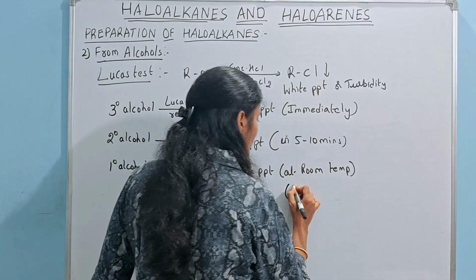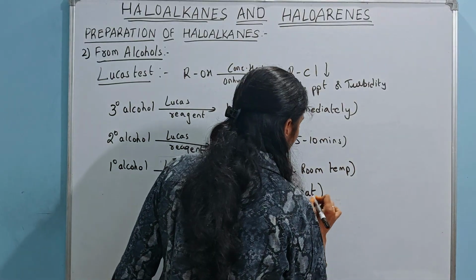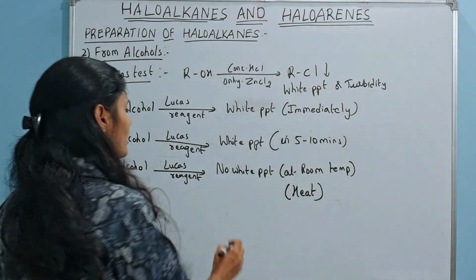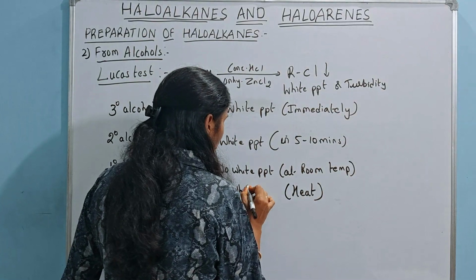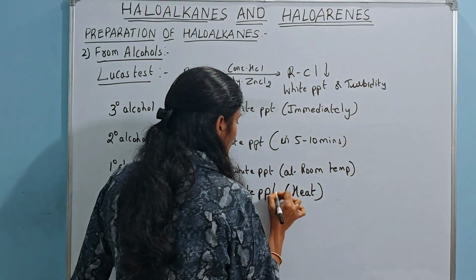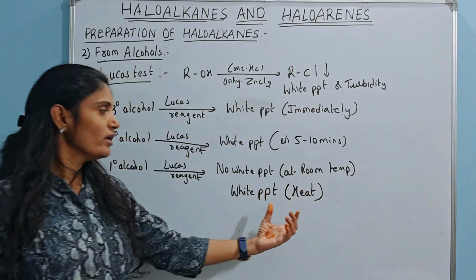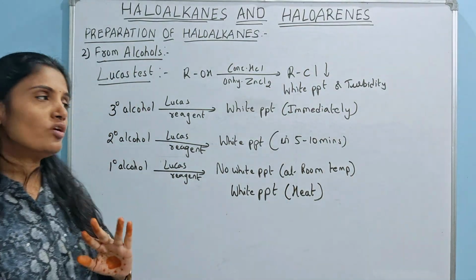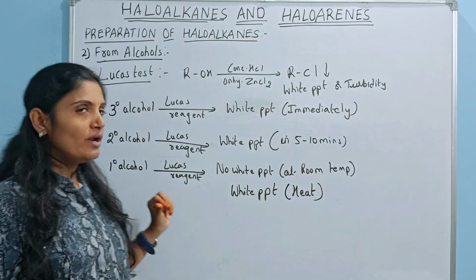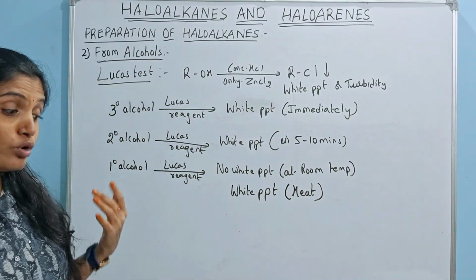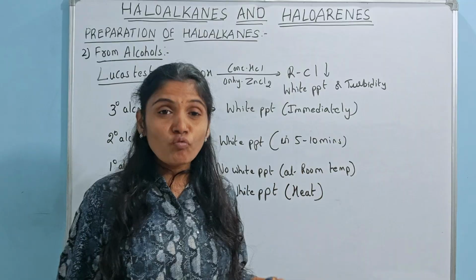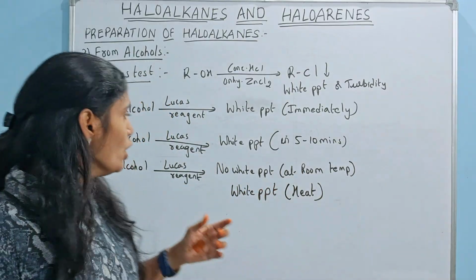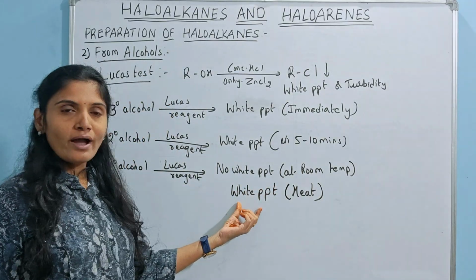Now what I will do is heat it. When I heat it, you can see the formation of white PPT, but at room temperature, you will not see any white PPT. So for a primary alcohol to react with Lucas reagent, it will not normally react. You have to heat it.